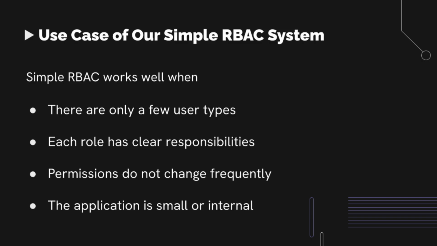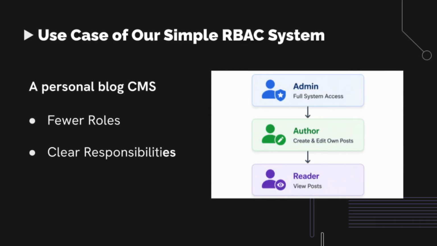A simple RBAC system is most effective when an application has only a small number of user types. Each role has clearly defined responsibilities and permissions do not change very often. This is commonly the case in small applications or internal systems. For example, consider a personal blog CMS. We might have three roles: admin, author, and reader. The admin has full access to the system and can manage all the content and users. The author can create and edit their own blog posts. The reader has the most limited access and can only view published posts. In this type of application, the access requirements are straightforward, making role-based authorization simple to implement and easy to maintain.